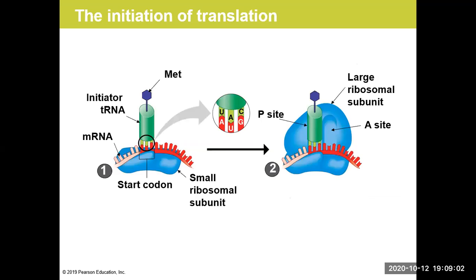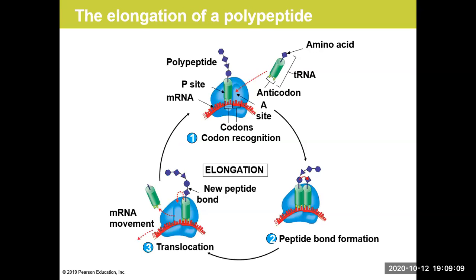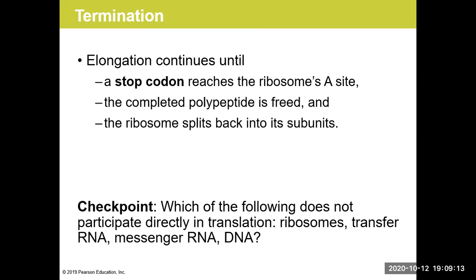This figure shows the initiation of translation. This figure shows the elongation of a polypeptide. Elongation goes on until a stop codon or a stop signal is reached at the ribosome's A site. So the completed polypeptide would then be freed and the ribosome splits back into its subunits.